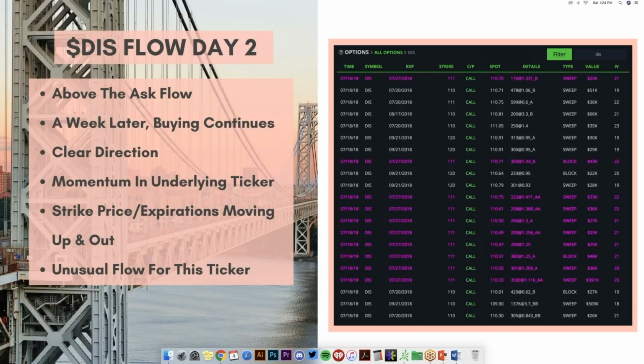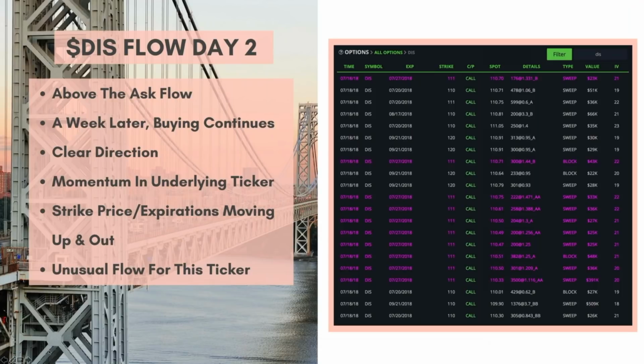And what is the reason these Disney contracts are going up? Disney, there's no yellows in there, but it was just very, very clear direction. And when I look through this flow, I want to see very clear direction, which we're going to have some more examples of too. So that was our Disney. Again, momentum in the underlying ticker, up and out on the contracts, ask, above ask on the flow, a week after the original started. So Maria, let's go ahead and hit the next one.